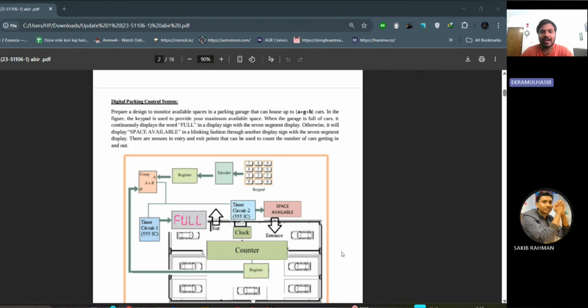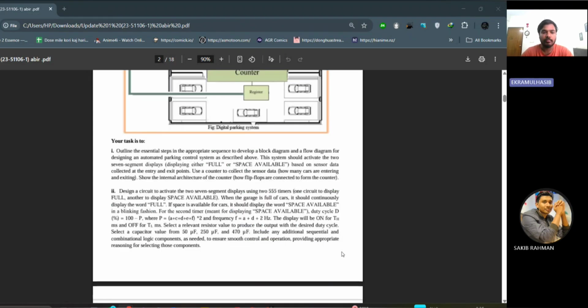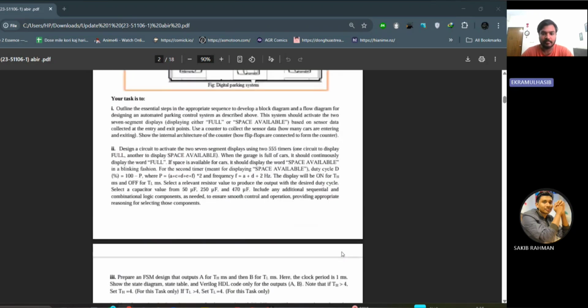Today I will explain my DLC assignment, the Digital Parking Control System project. It counts cars entering and exiting a parking garage. When full, it shows "full" on the display. If space is available, it shows a blinking "space available" on the display. My first question is the block and flow diagram.